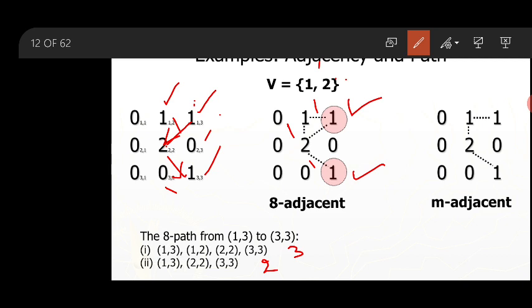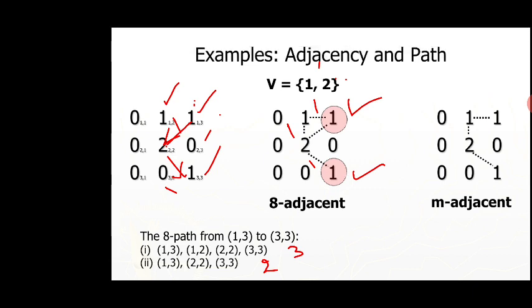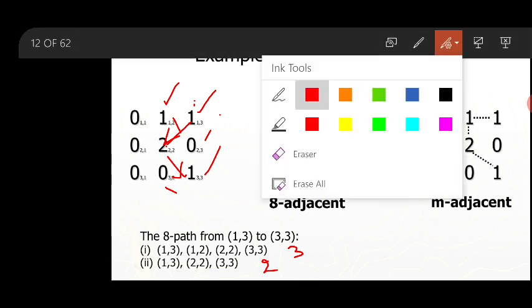Okay, now you can think over that. There are totally two paths that exist to reach from one pixel to the other: 1 3 to 2 2 and 1 3 to 3 3. We call it ambiguity. To overcome this ambiguity, the m-path, or m-adjacency, concept is given. Simple as that. Now, how will this m-path adjacency concept be understood?